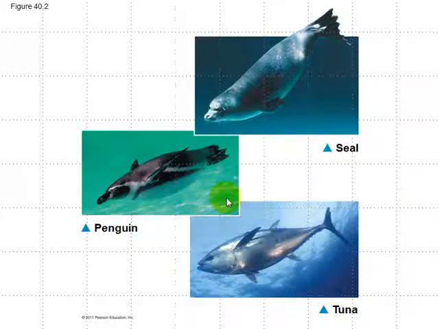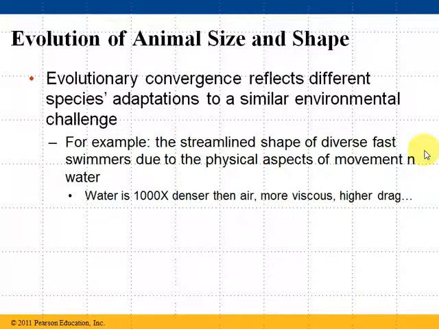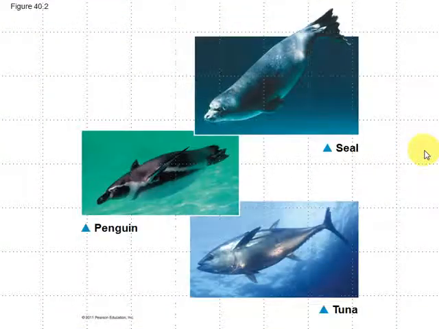They look really similar. If a little preschool kid was to draw one of these, it might be hard to tell the difference between his tuna, his penguin, and his seal drawing, because their basic outline is so very similar. And that's because they all have to do with the same environment. They have to move through water, which is 1,000 times denser than air. They have to move through a material that is more viscous than air, so they have to worry about drag. And so evolution has slowly but surely given them this shape which is best suited for that environment.